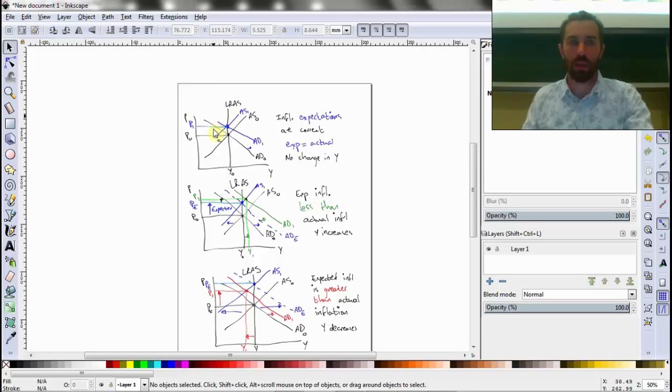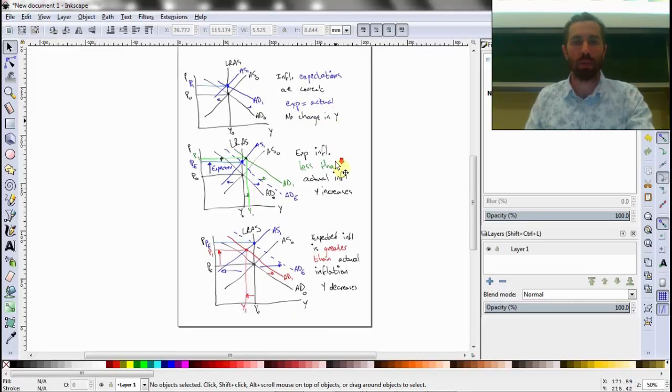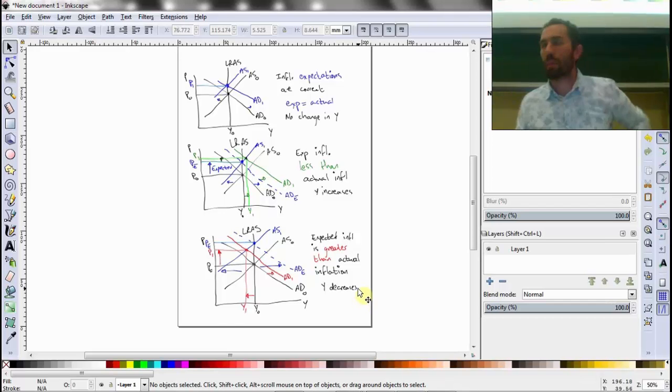So the end result is that when your expectations match reality, there's no change in output. When your expectations of inflation are less than what we get in reality, then output increases. And when our expectations are greater than what actually happens, then Y decreases. Okay?